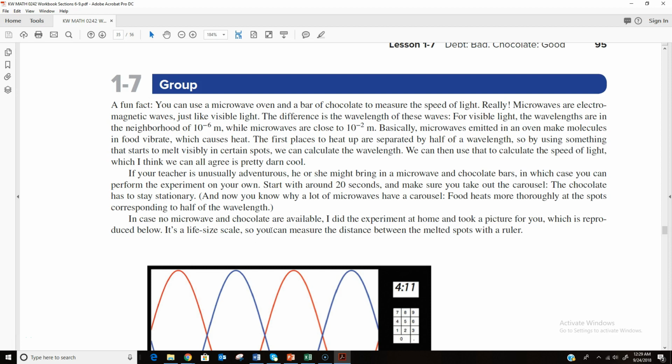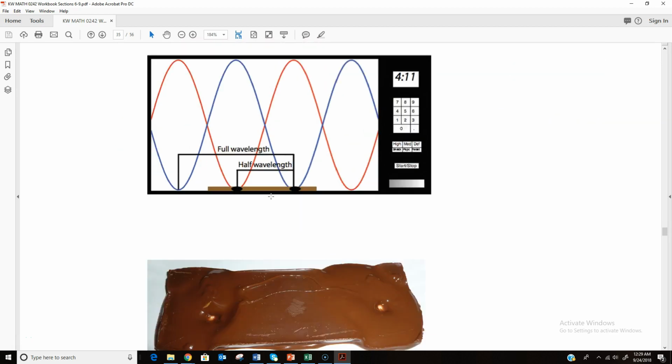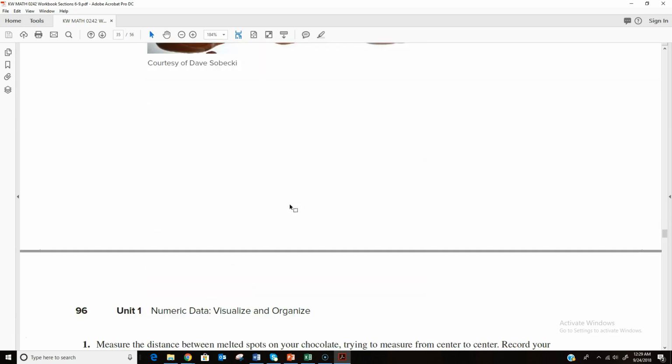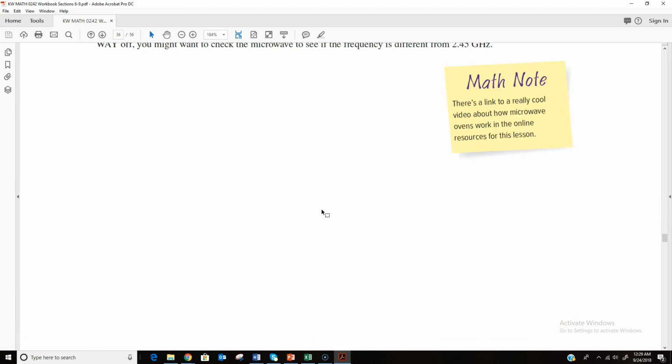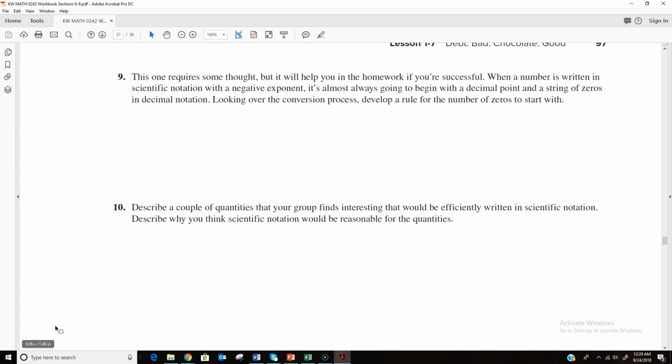So for the group portion in this lesson, it actually requires us to bring in a microwave to the class and a bar of chocolate, and we're not going to do that. So we're not going to do 1 through 8, and so the video is not going to pick up with the group portion of the lesson until number 9.